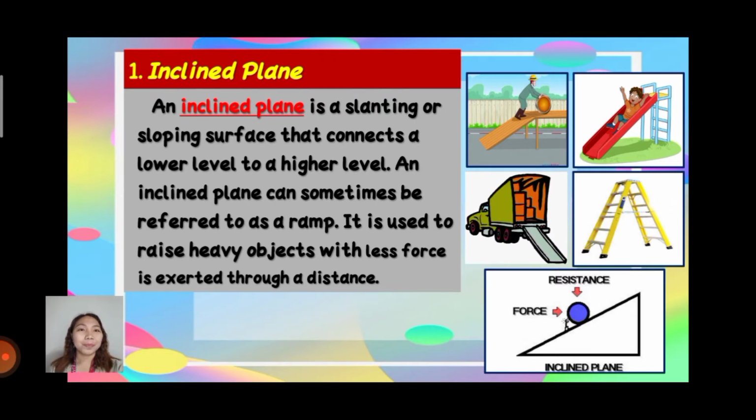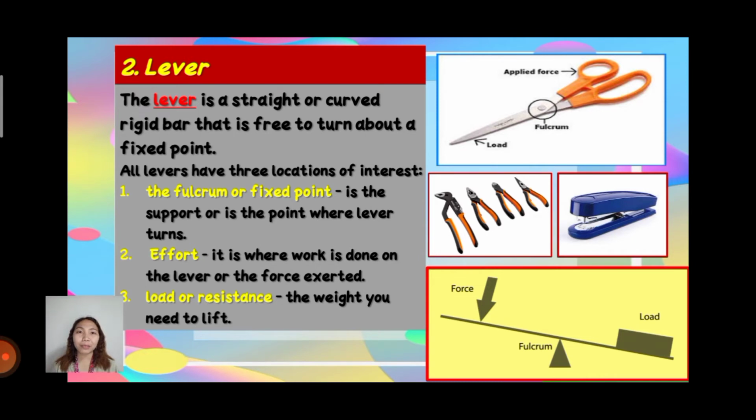Yes. Okay. The second one is what we call the lever. The lever is a straight or curved rigid bar that is free to turn about a fixed point. Example is the scissors, no? All levers have three locations of interest. The fulcrum or fixed point is the support or the point where the lever turns. The second one is the effort. Ang effort, it is where work is done on the lever or the force exerted. The third one is the load or the resistance.